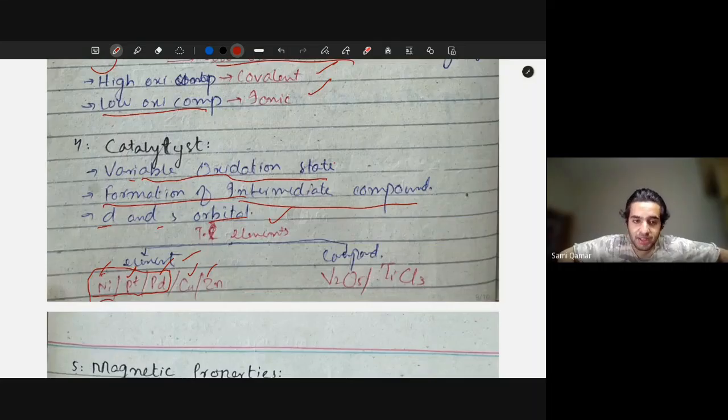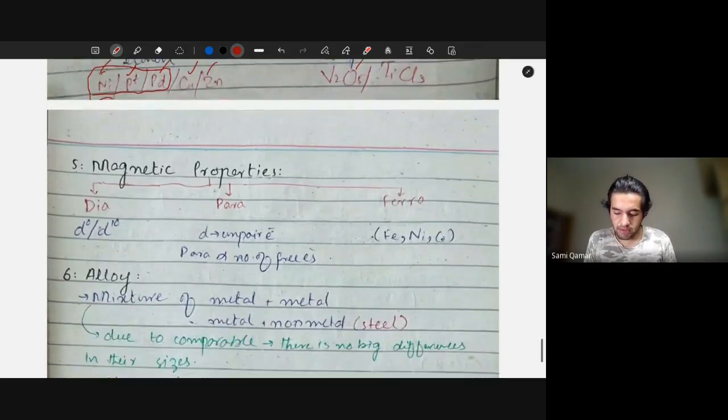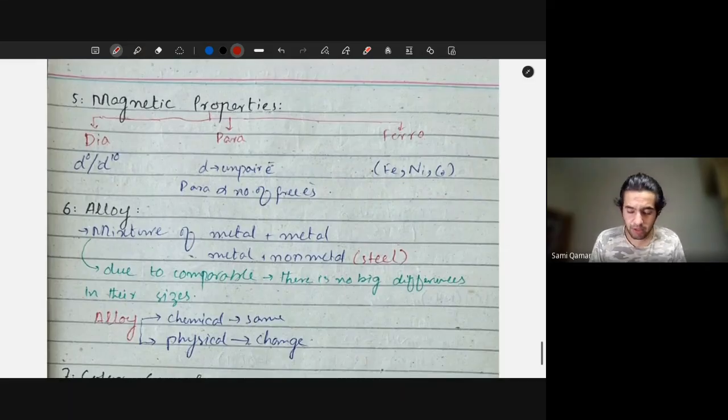Copper and zinc also act as catalysts in different reactions, and so do the compounds V2O5, vanadium pentoxide, and TiCl3. These two compounds can also act as catalysts for our transition elements. There is a really cool reaction where vanadium pentoxide acts as a catalyst, but I forgot the reaction name. Although this is not part of your syllabus, we do study it in comparison form. Anyway, I will let you know when I remember it.